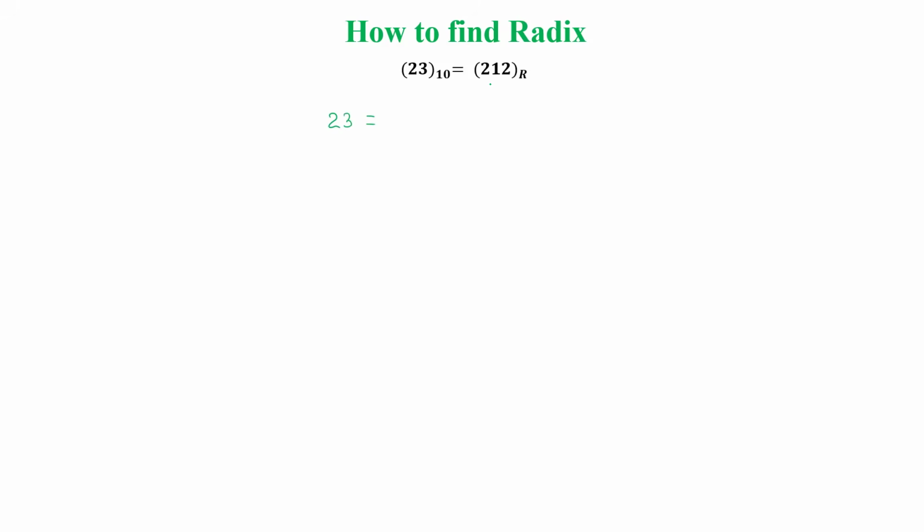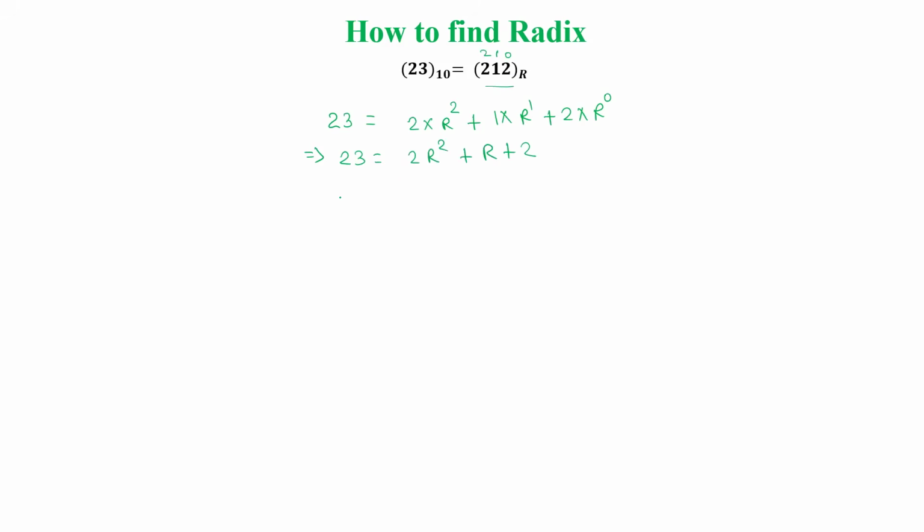Okay. Now we are going to expand 212 with the radix. So here the positions are 0, 1, 2. What we have is 2, the digit, into radix r to the power 2, plus 1 into radix r to the power 1, plus again 2, radix r, position 0. Now try to simplify. 23 equals how much? 2r square plus r plus 2.